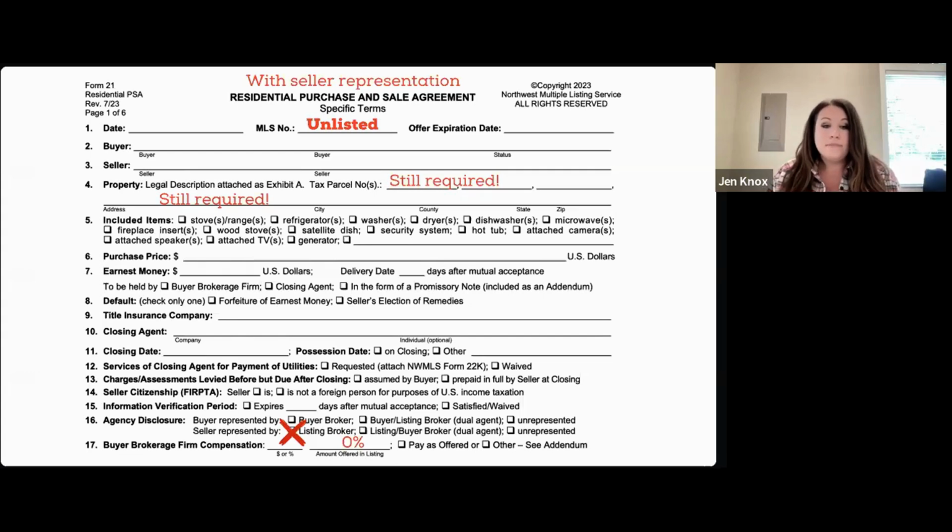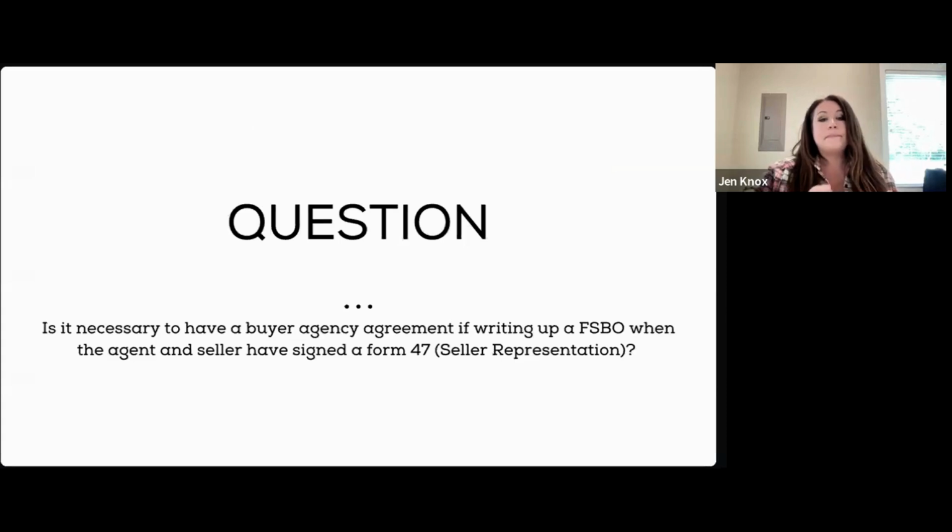There is nothing offered. And like I said, if another agent is helping this off-market buyer, they can either have their own agreement to be paid behind closed doors, but that has nothing to do with the seller. Or if they're negotiating, they can check other, see addendum, and go ahead and put in the proper addendum to negotiate that compensation. So is it necessary to have a buyer agency agreement if you're writing up a for sale by owner and the agent and seller have a signed Form 47?